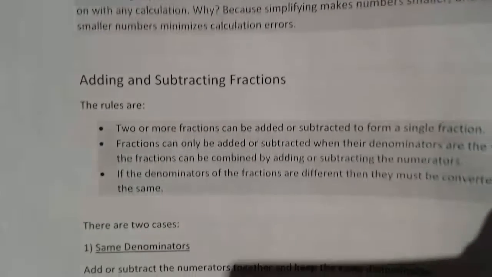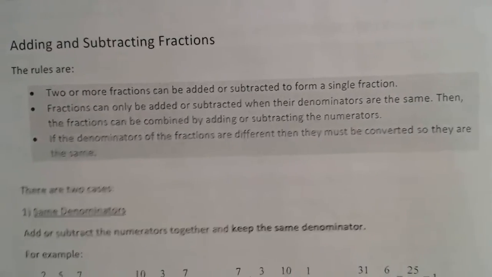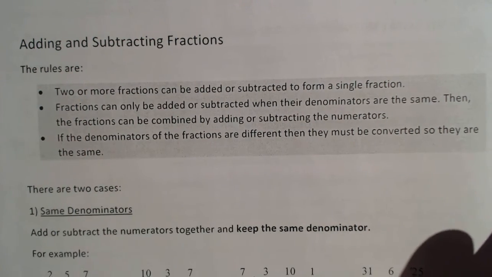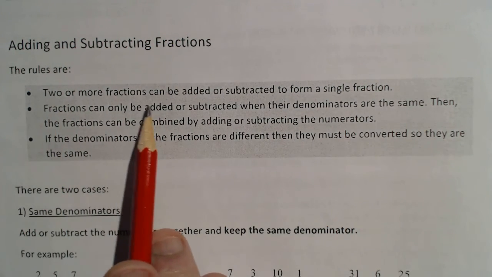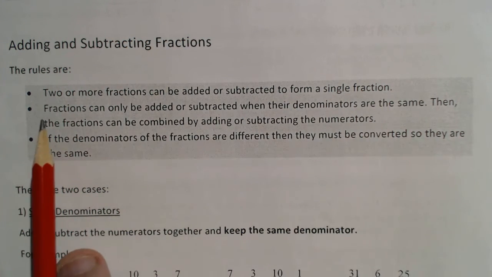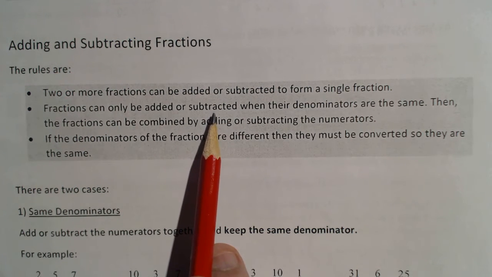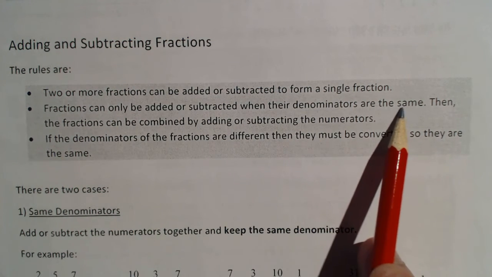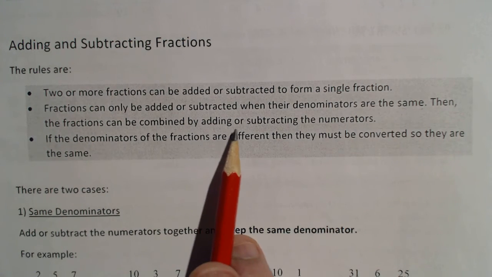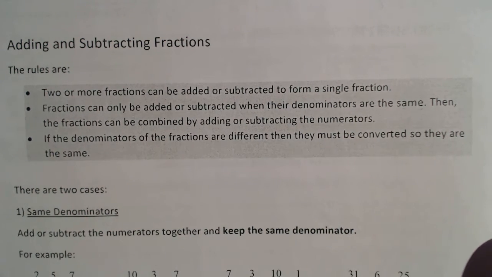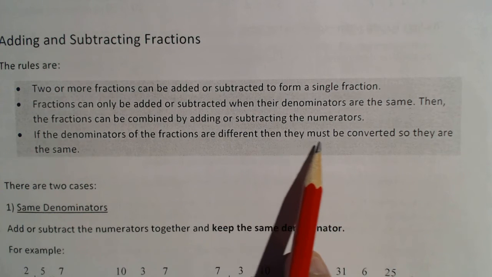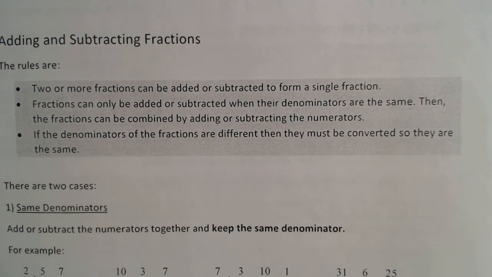So in summary here, if we have a look at our notes, you can see the rules are for adding and subtracting fractions. 2 or more fractions can be added or subtracted to form a single fraction. Fractions can only be added or subtracted when their denominators are the same. Then the fractions can be combined by adding or subtracting the numerators. Now, if the denominators of the fractions are different, then they must be converted so they are the same.